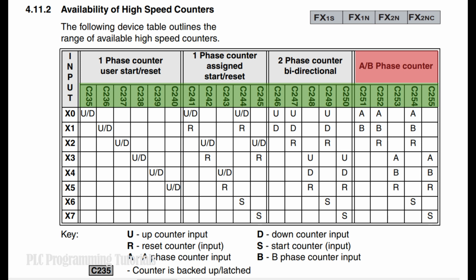Since I have selected an AB phase encoder, I will use the C251 high speed counter. As you can see in the table, the A phase of the encoder will be connected to the X0 input of the PLC and the B phase of the encoder will be connected to the X1 PLC input terminal.